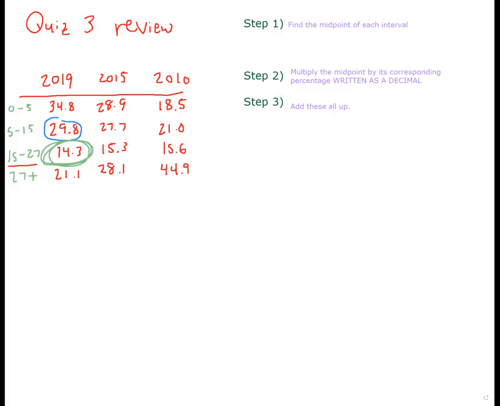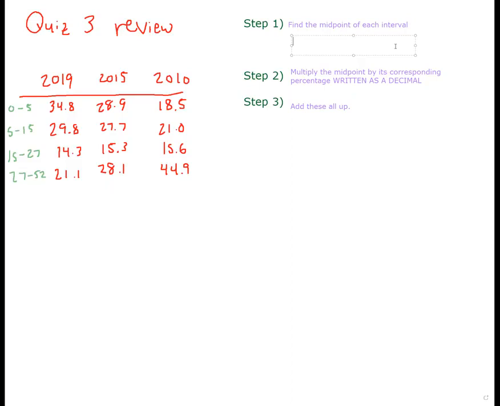Step 1, find the midpoint of each interval. Oh, and by the way, it says to assume the upper end of the highest interval is 52 weeks. So let me clean this up a little bit. This now says instead of being 27 plus, it's 27 to 52. Step 1, find the midpoint of each interval. If you're wondering how you find the midpoint, it's just the average of the lower and upper endpoints.